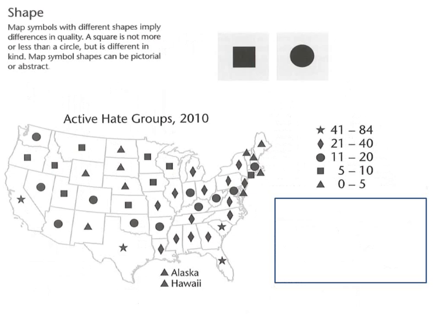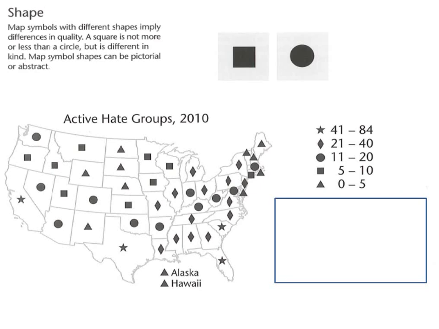Shape is also very important. So this is a map showing the number of active hate groups in different states in the United States in the year 2010. And what we can see here are a bunch of symbols used. So a triangle is if there's a state with 0 to 5 active hate groups, and a star is if you have 41 to 84 active hate groups.